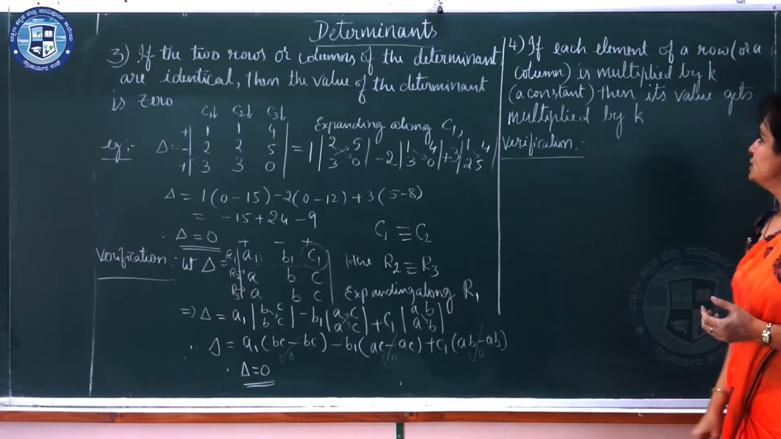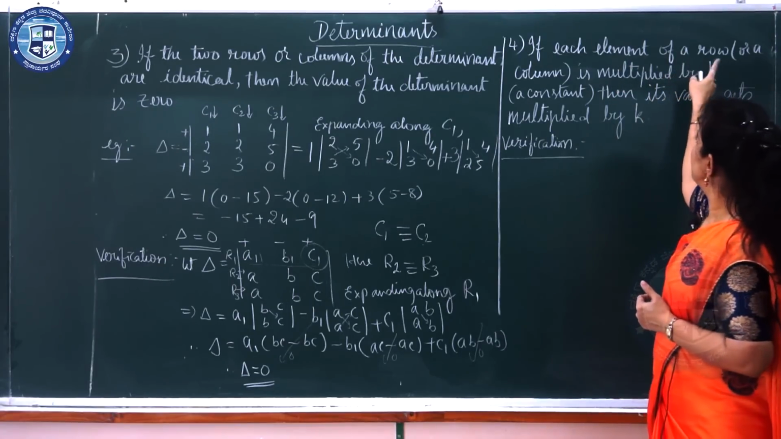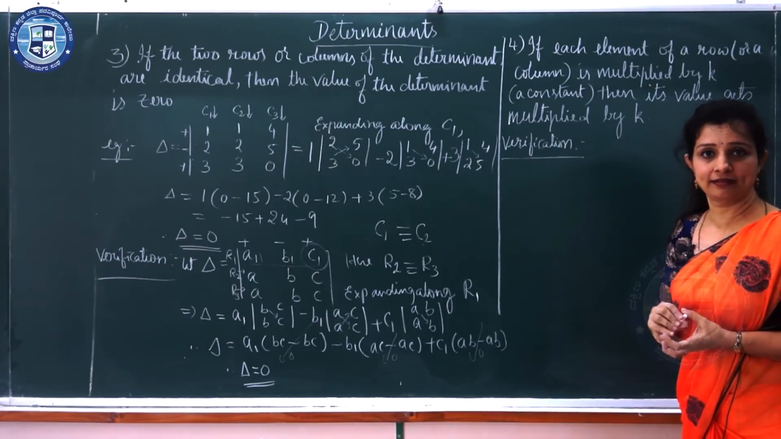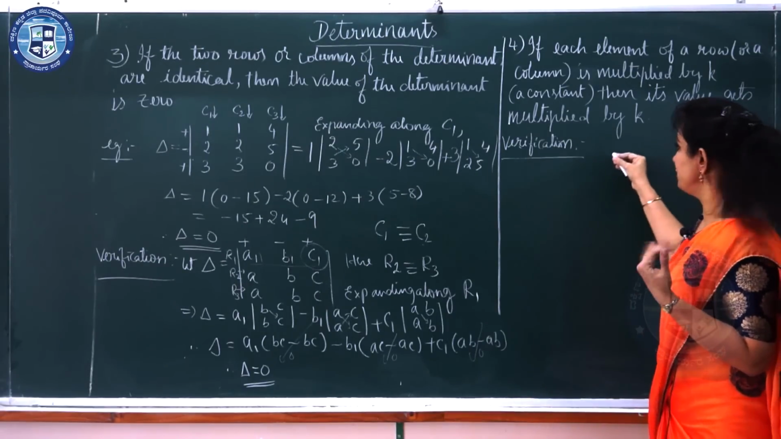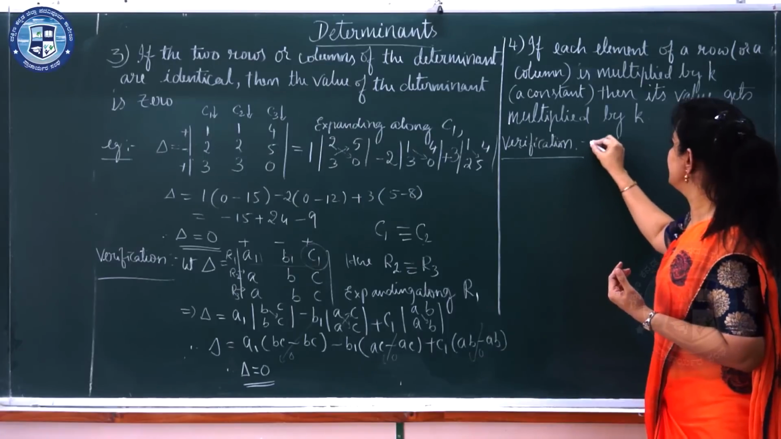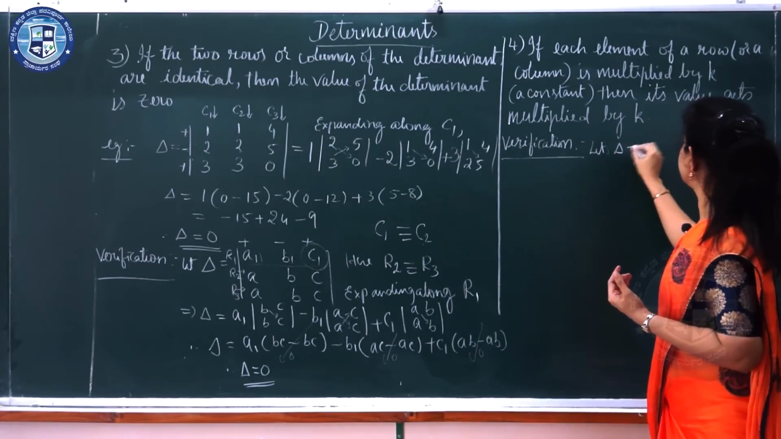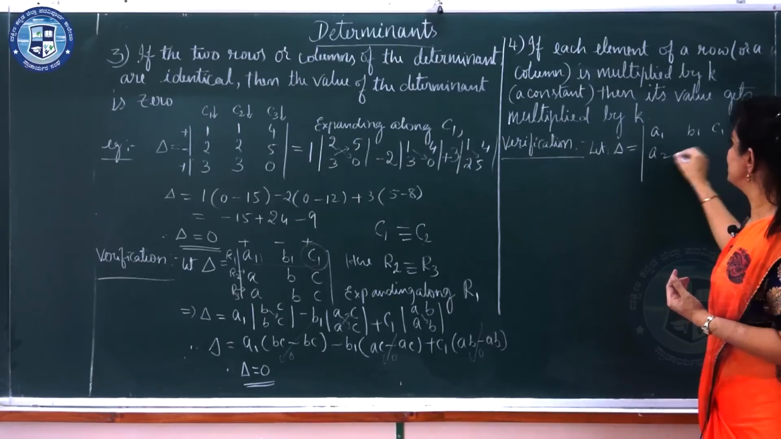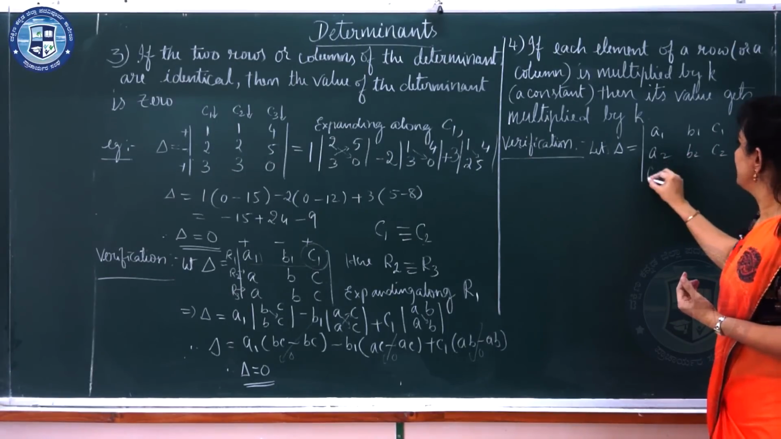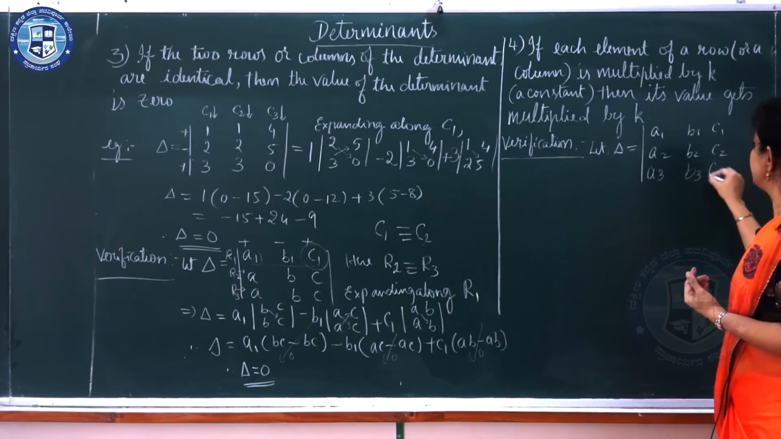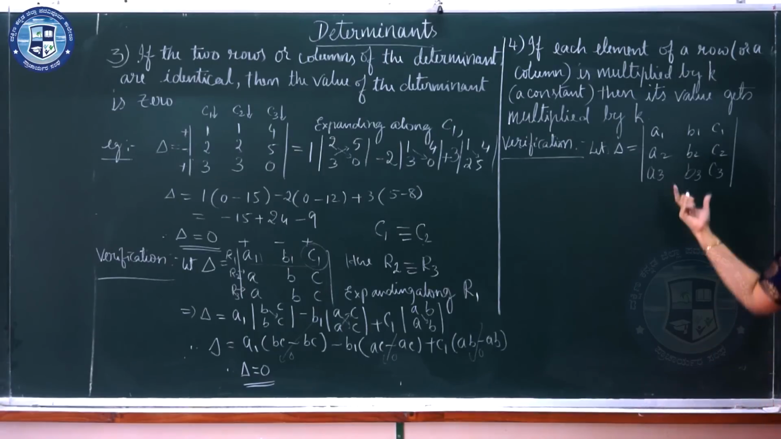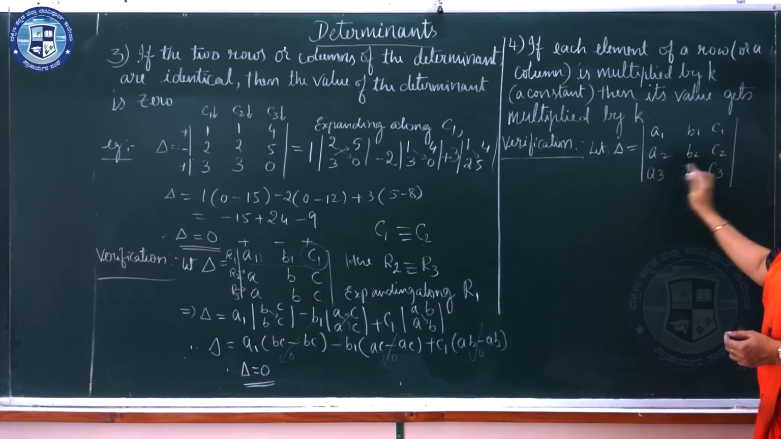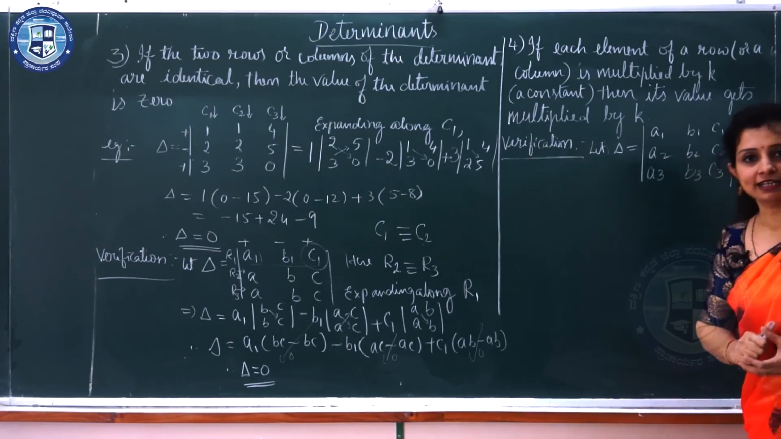Verification. Each element of any row or column of a determinant is multiplied by the constant k. We will consider any determinant, let delta be equal to a1 b1 c1, a2 b2 c2, a3 b3 c3. Consider a determinant of order 3: a1 b1 c1, a2 b2 c2, a3 b3 c3. This is how we generally consider.